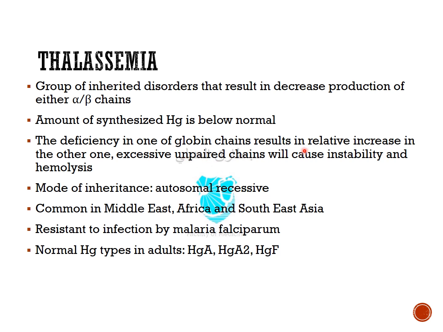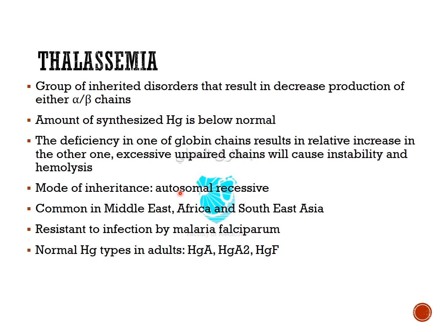These extra chains can cause hemolysis, because if they are unpaired, they remain in the cytoplasm and can cause physical damage to the RBC and hemolysis. So this is why thalassemia is classified as a hemolytic anemia. In addition to the decreased hemoglobin production, they also have hemolysis.